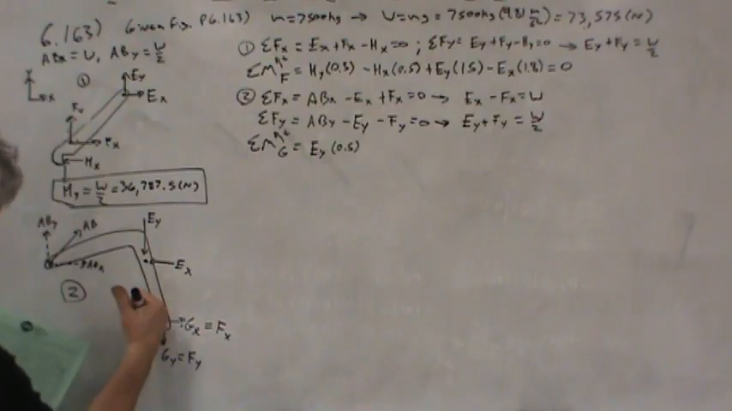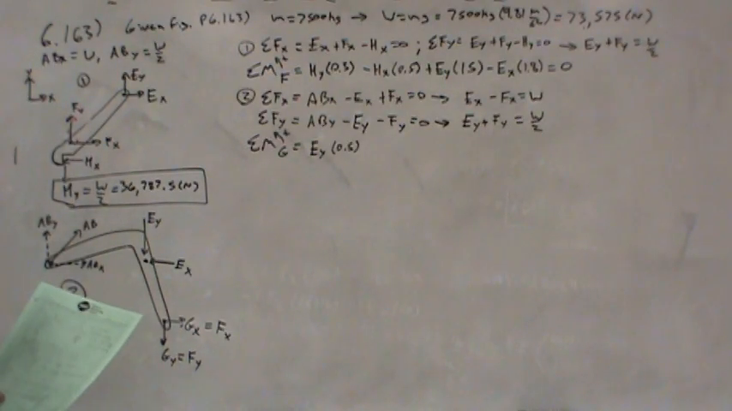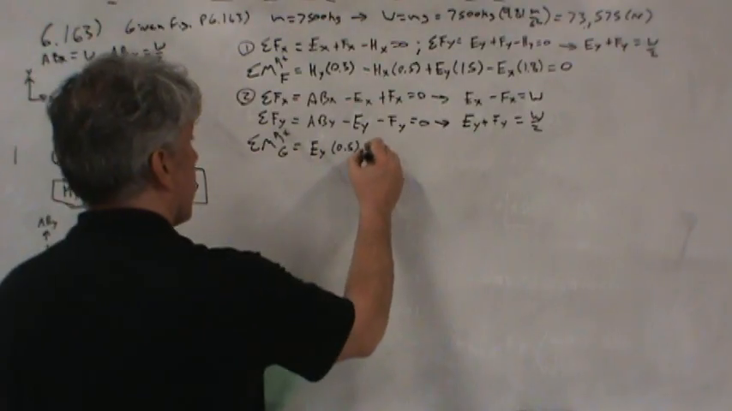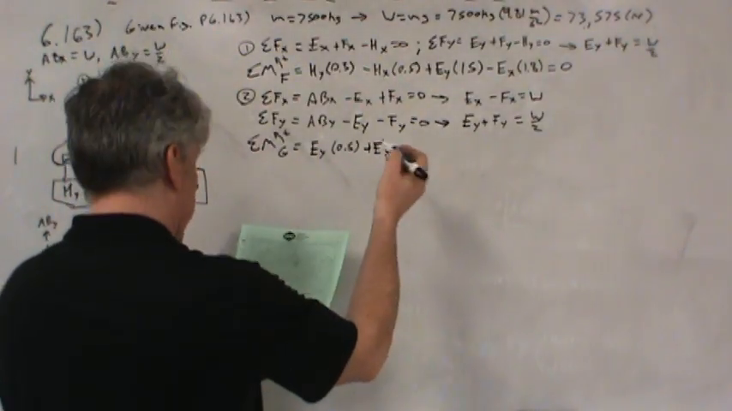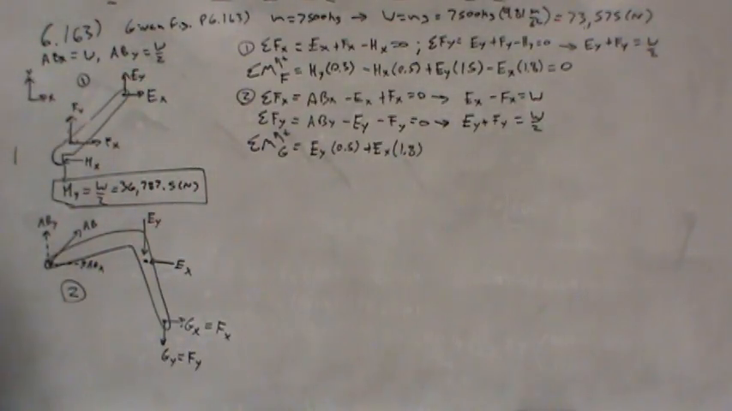EX also causes a positive moment. I just need the vertical distance between E and G. So that's plus EX times its vertical moment arm, 1.8 meters. So I've got the moment of EX and EY about G. And then I need the moment of ABX and ABY.